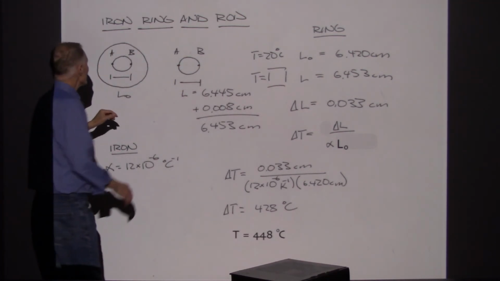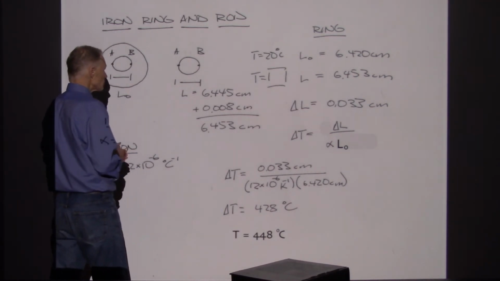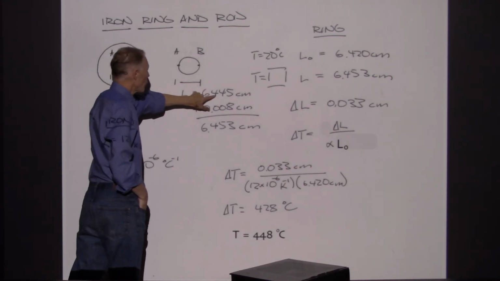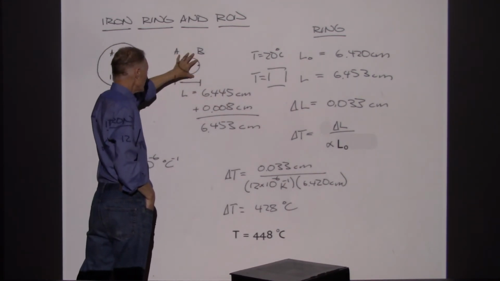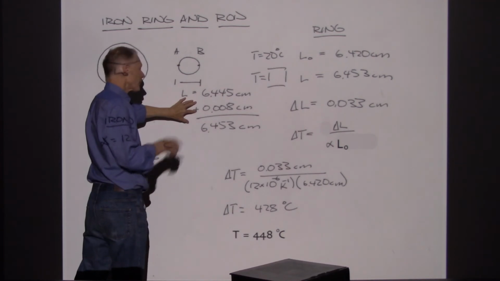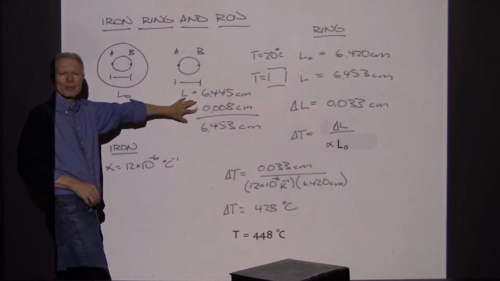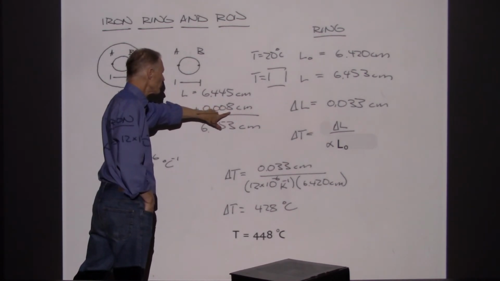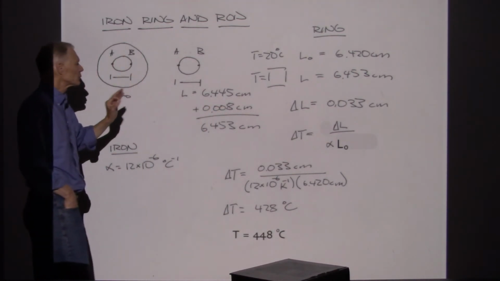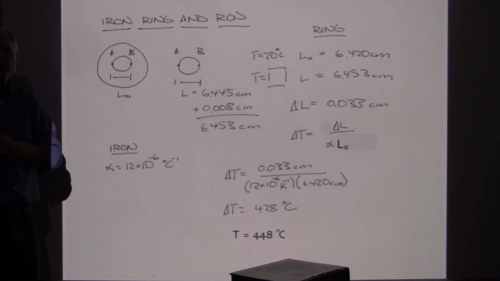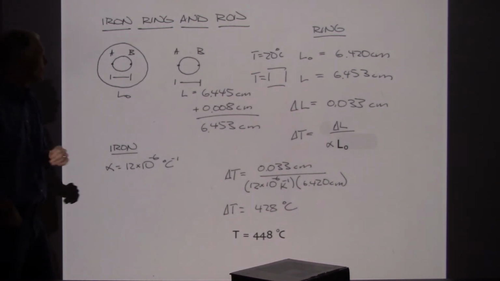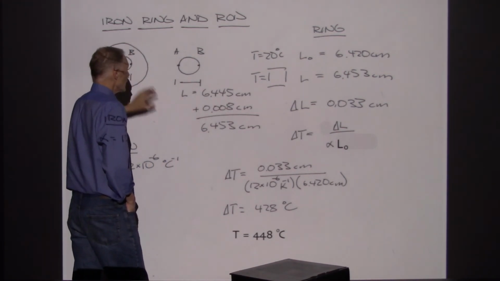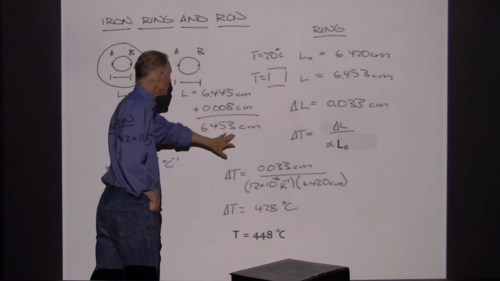So what they tell us is the size of this is 6.445 centimeters currently. Now it says to make it fit, if I go back and read the problem, I hope I read this carefully, that we're going to have an additional 0.008 just to make sure that we can slide it in, right? So we want a little bit of extra diameter on this ring. So we're going to bump that up to 6.453.